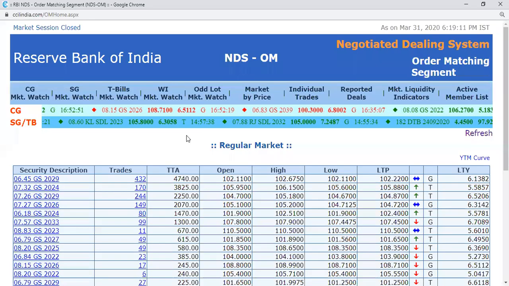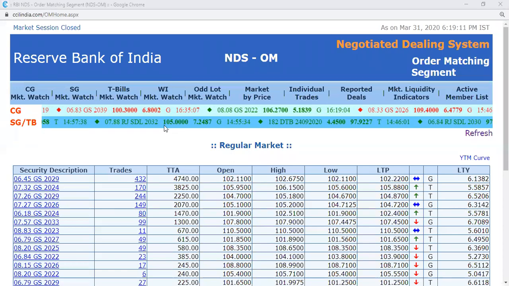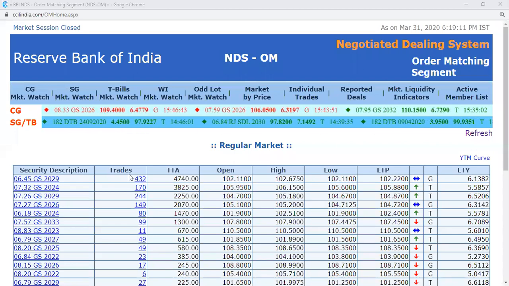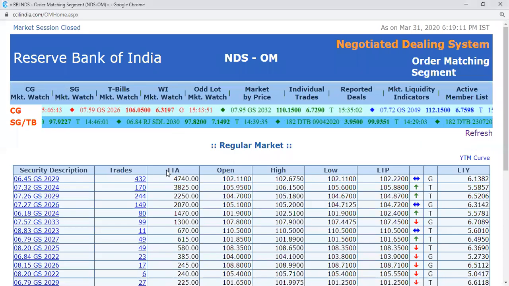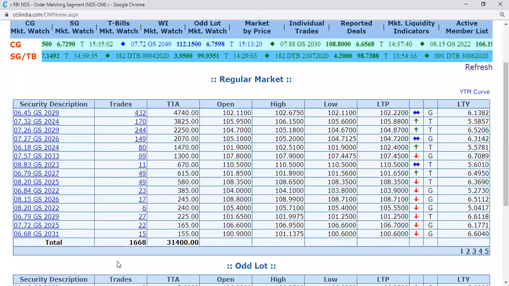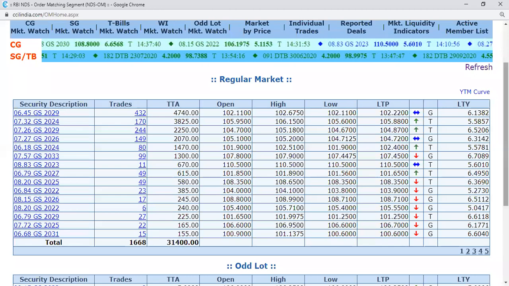Can you see now? I made a mistake. Sorry, my bad. Yeah, this is the NDS trading screen. Sorry. So if you see, this is the government bonds. Today, the entire day, if you realize, 9 to 5, a total of 31,400 crores of bonds got traded.